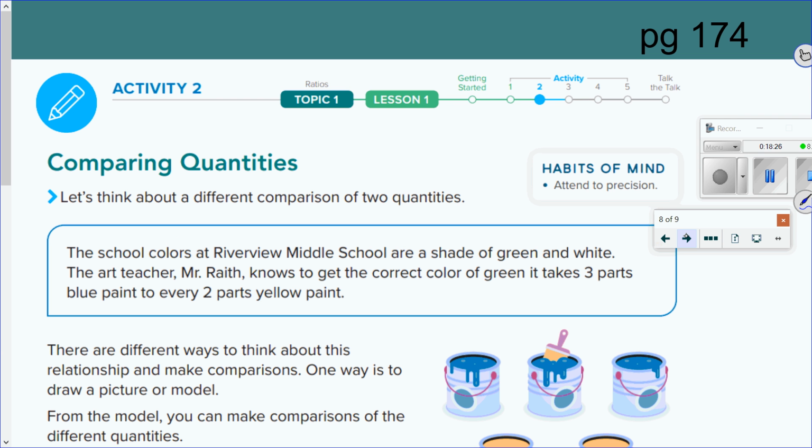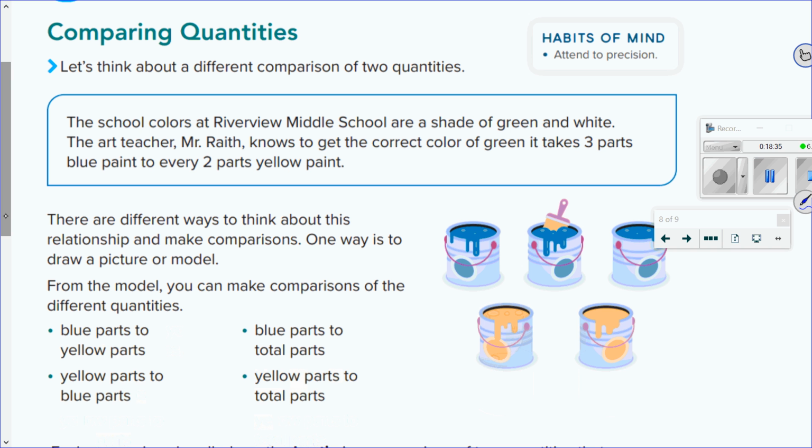Okay, going to page 174. Here's where we're getting into the ratios piece. Ratio is just a comparing of quantities. Ratios are awesome. They're very easy. Okay, the school colors at Riverview are a shade of green and white. Our teacher knows to get the correct color of green, it takes 3 parts of blue to every 2 parts of yellow. So there's different ways we can think about this relationship.